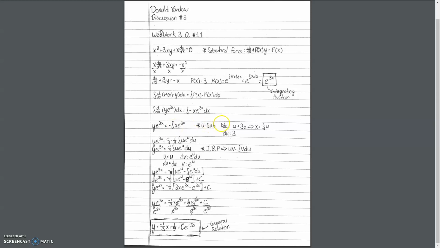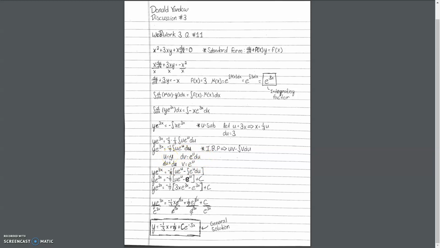So now we need to use u-substitution. After using u-sub, we are left with y times e to the 3x equals negative 1/9 times the integral of u times e to the u du. So we're not done with our integration just yet. We need to continue, and in order to start doing this, we need to use IBP, otherwise known as integration by parts. And the IBP equation is u times v minus the integral of v du. Our u, dv, v, and du are shown here.